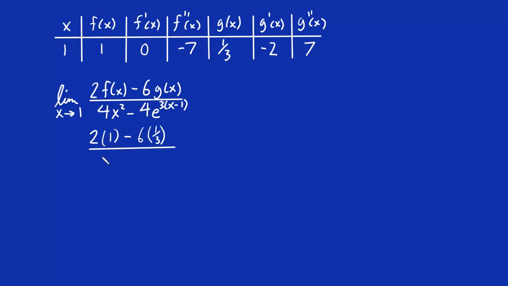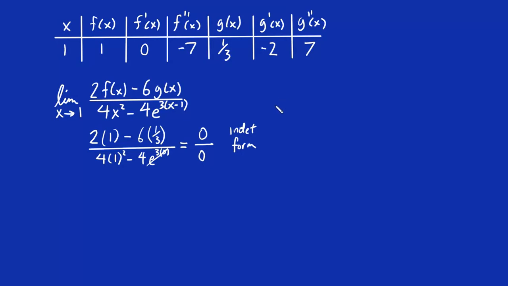that's the numerator, so we put this over 4 times 1 squared minus 4 times e to 3 times 0, because we have 1 minus 1, so this is just e to the 0th power, which becomes 1. So this ends up being 2 minus 2, because 6 times 1/3 is 2, so this is 0 over 4 minus 4, and that's also 0. So this is indeterminate form.